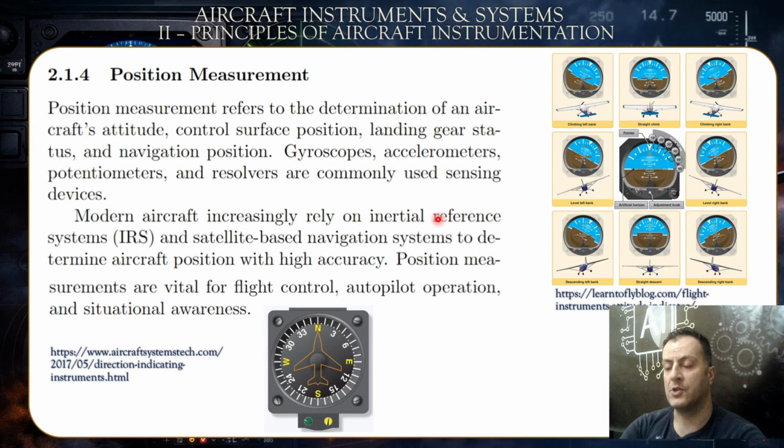That would be the device, which is in the Boeing 777, I believe. It's also in the Boeing 787 or Dreamliner, the same device. And satellite-based navigation systems to determine aircraft position with high accuracy, which is very important. Position measurements are vital for flight control, autopilot operation, because the autopilot relies on the measurements to control the airplane. If the measurements are faulty, it can drag the airplane to the ground. That's why the human factor will always remain important on the inside of the aircraft. So position measurements are vital for flight control, autopilot operation, and situational awareness.